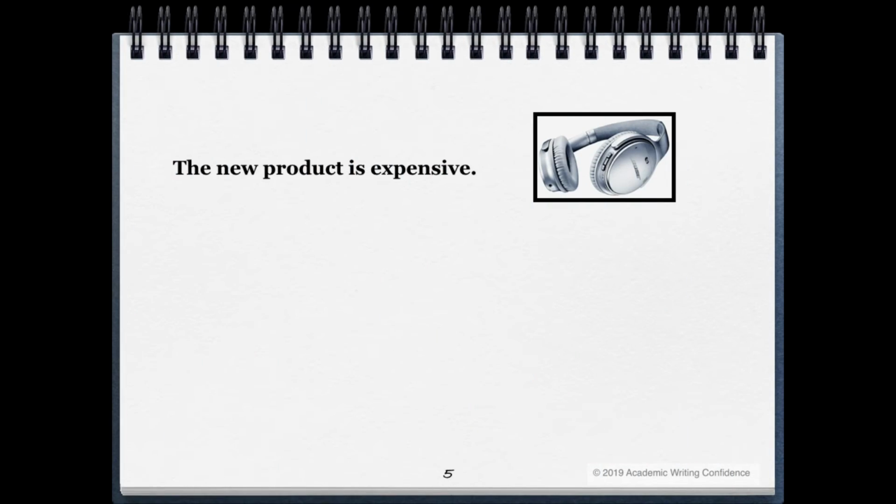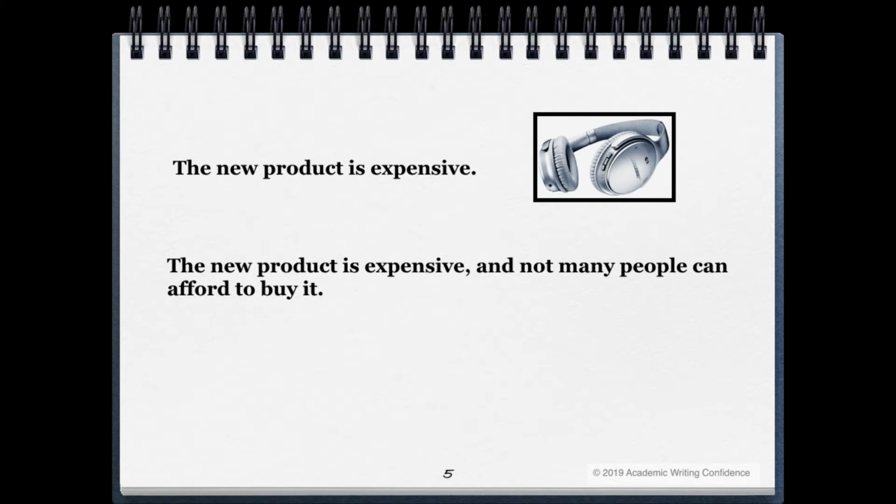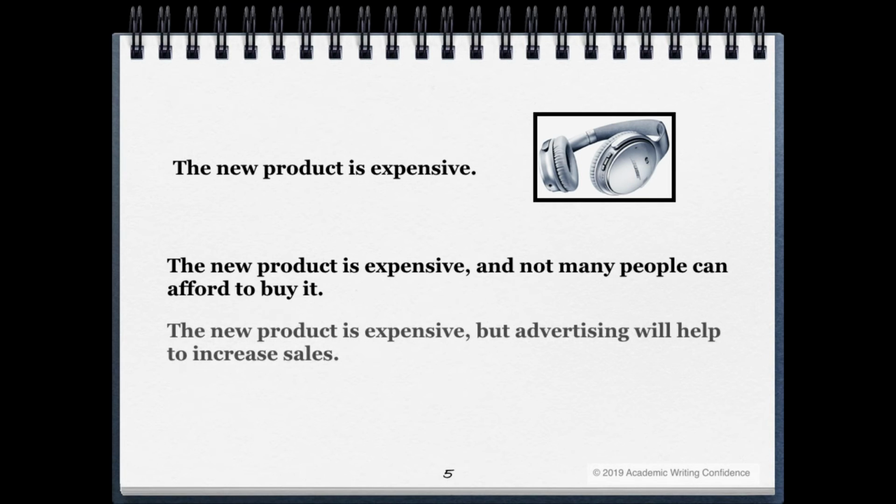All right, so let's take our simple sentence now and try making it into a compound sentence. We could write something like this. The new product is expensive and not many people can afford to buy it. Or we could say the new product is expensive, but advertising will help to increase sales.